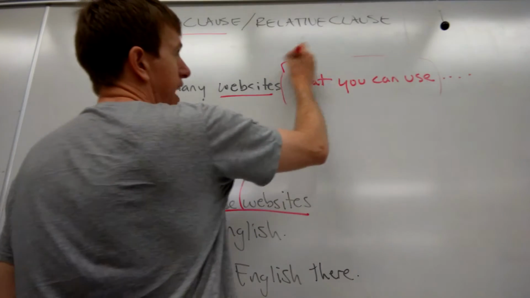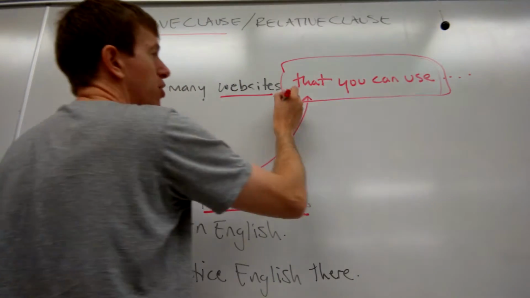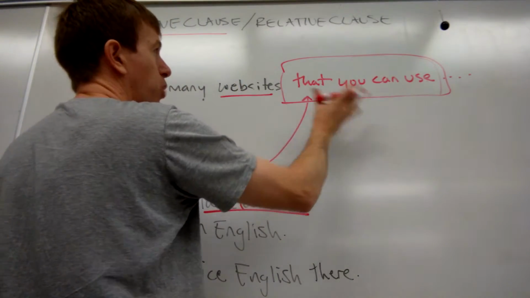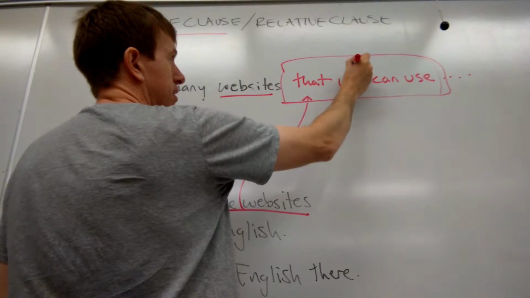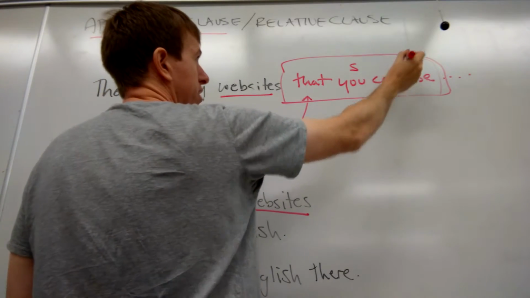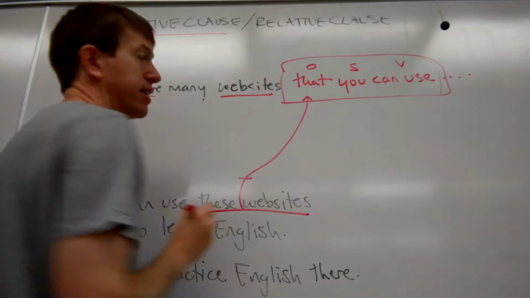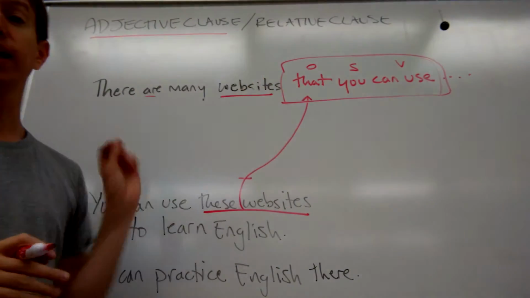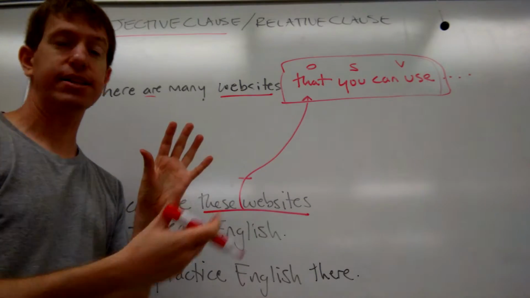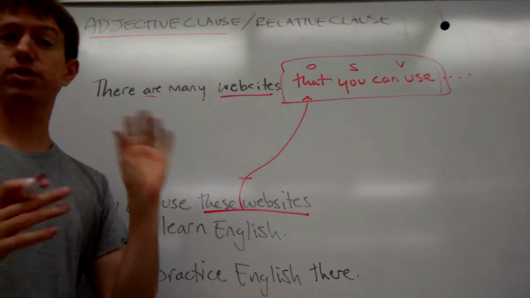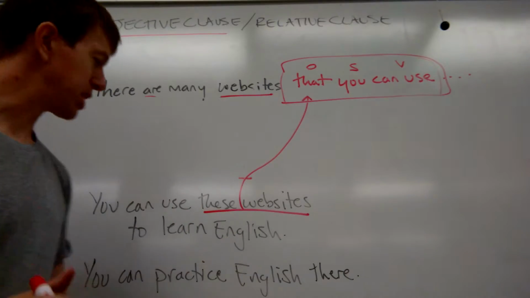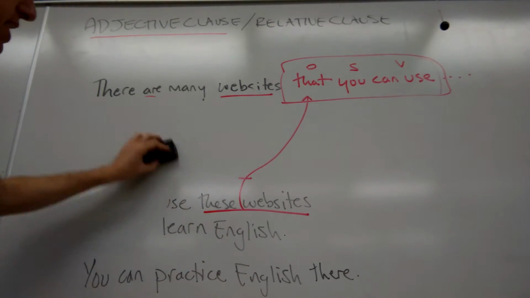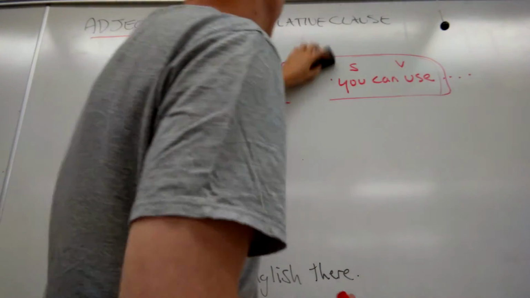Okay, inside this relative clause or adjective clause, where's the subject? You. Verb, can use. Object, that. So one way to check whether you're doing this right or wrong is to look inside your relative clause. Do you see a subject? Do you see a verb? And if you need an object, do you see an object? If you don't have those things, you're probably doing it wrong.